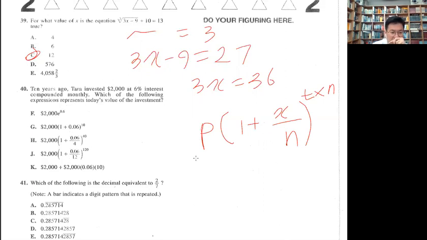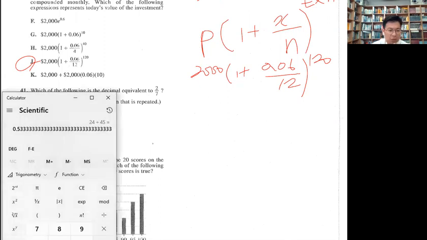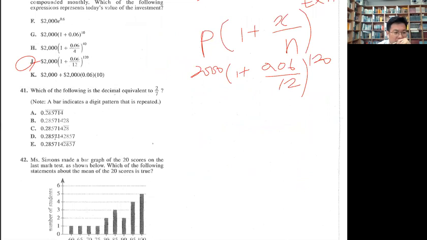So principal is 2,000. 1 plus interest rate is 6%, 0.06, 12 because 12 months. And how many years? 10 years. So 120. That's why it is, which one, decimal, oversight, 28571 or 284.